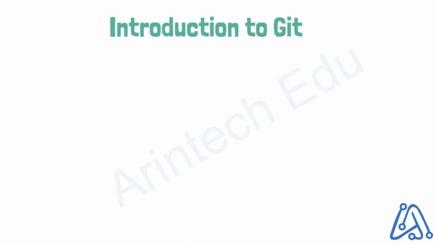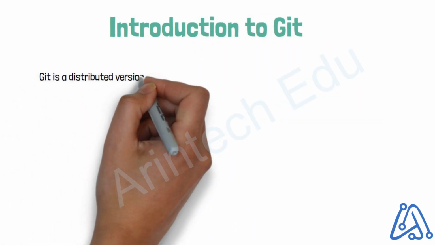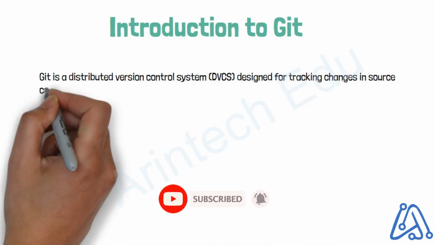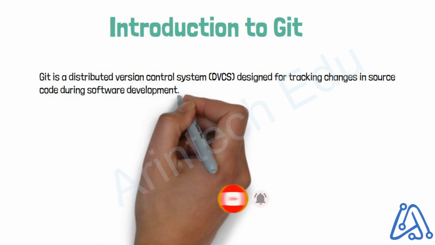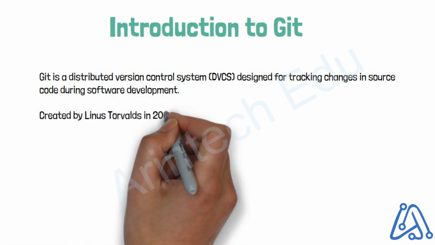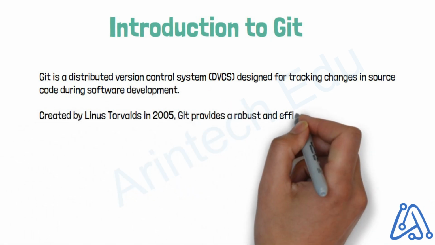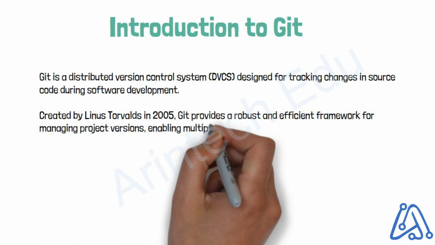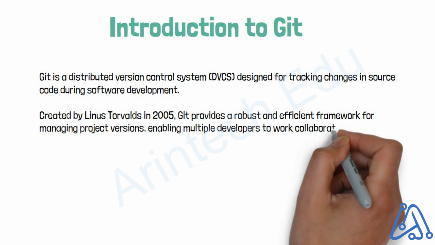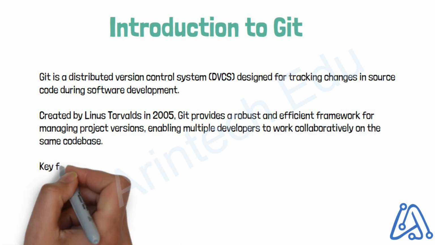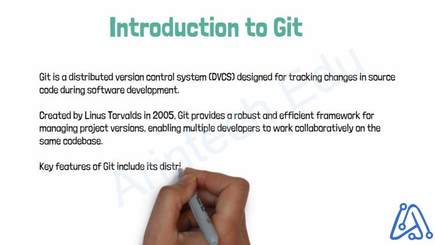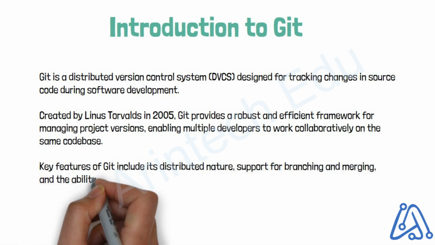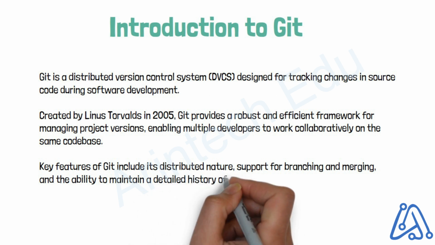In this video, we'll talk about Introduction to Git. Git is a distributed version control system, DVCS, designed for tracking changes in source code during software development. Created by Linus Torvalds in 2005, Git provides a robust and efficient framework for managing project versions, enabling multiple developers to work collaboratively on the same codebase.